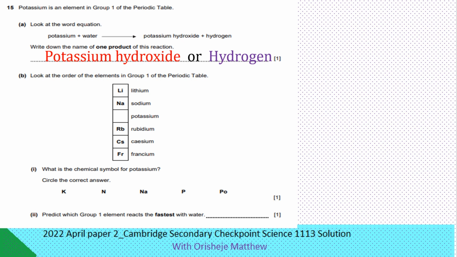Look at the order of the element in group 1 of the periodic table. What is the chemical symbol of potassium? K, which from the Greek word kalium. Reactivity increases down the group of metal. Predict which element reacts fastest with water. That will be francium.